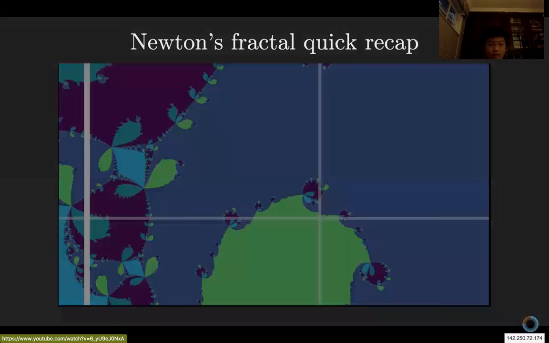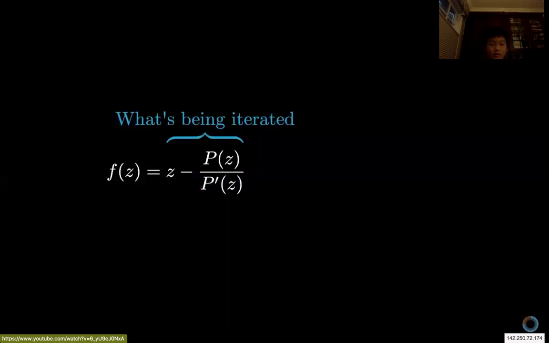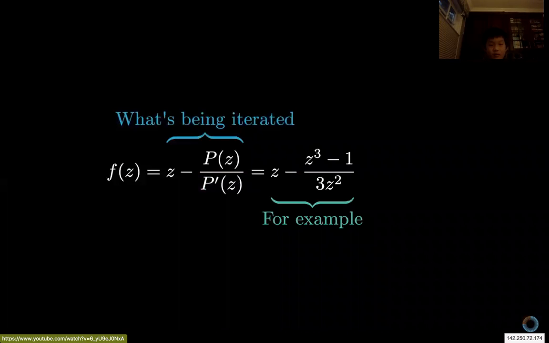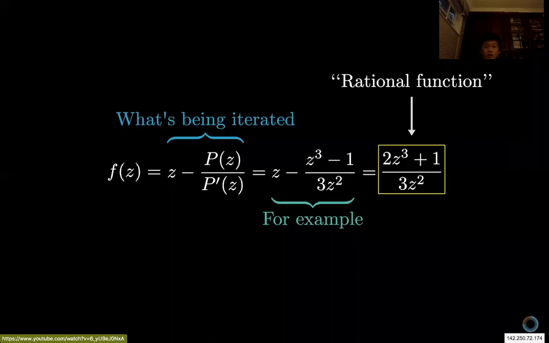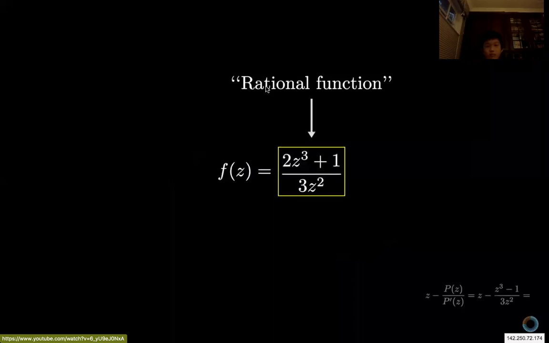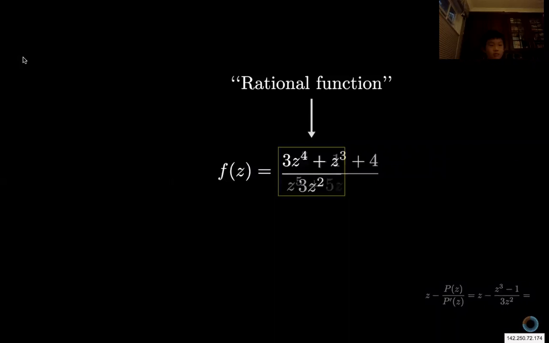Now in this example, if you look at the function that we're actually iterating, say for some specific choice of a polynomial, like z cubed minus 1, you can rewrite the whole expression to look like one polynomial divided by another. Mathematicians call these kinds of functions rational functions. And if you forget the fact that this arose from Newton's method, you could reasonably ask what happens when you iterate any other rational function.